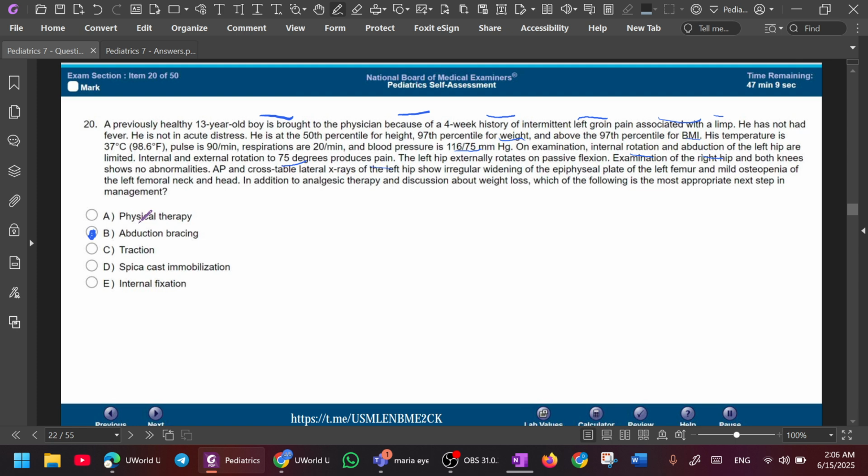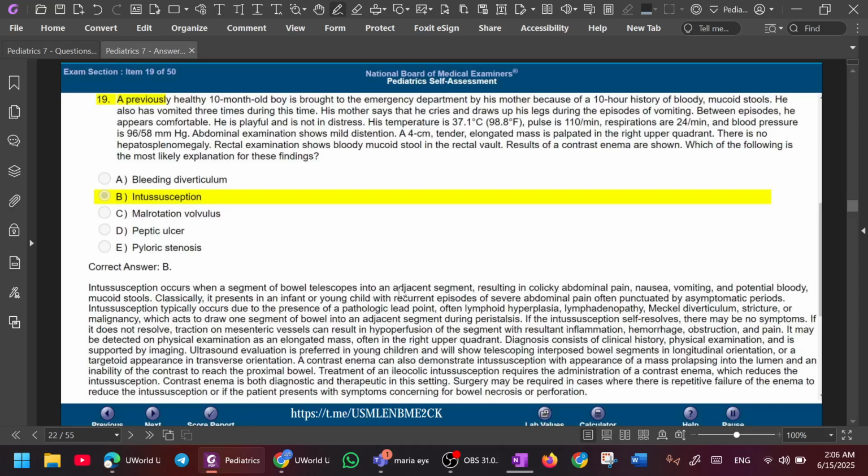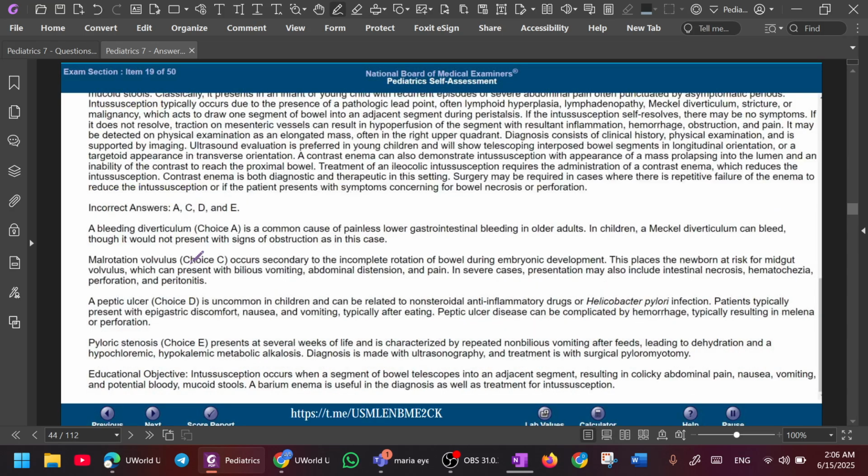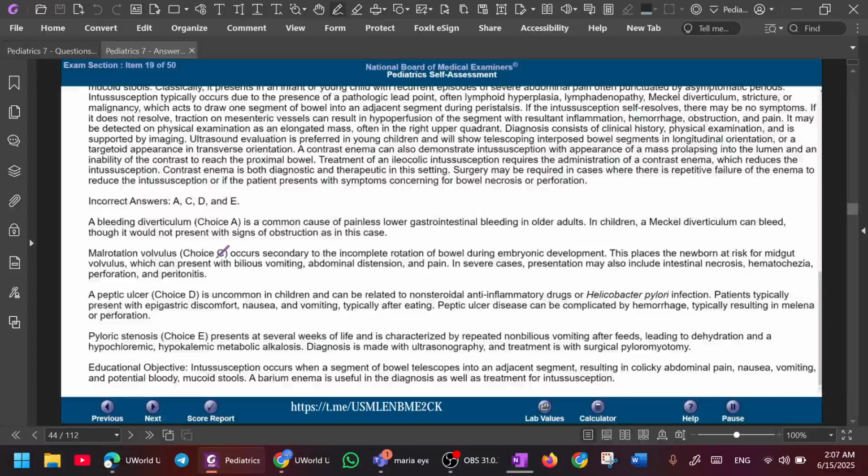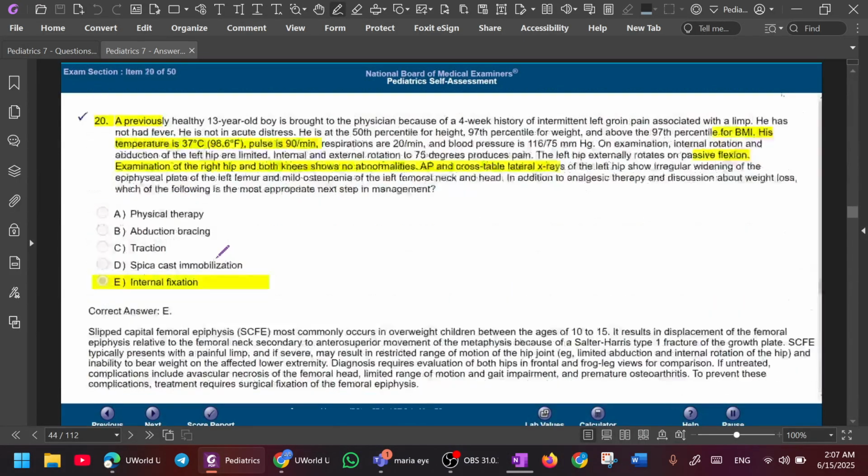Okay, so it's internal fixation. Slipped capital femoral epiphysis most commonly occurs in overweight children between about 10 and 15. It results in displacement of the femoral epiphysis relative to the femoral neck, secondary to anterior superior movement of the metaphysis, because of a Salter-Harris type 1 fracture of the growth plate.